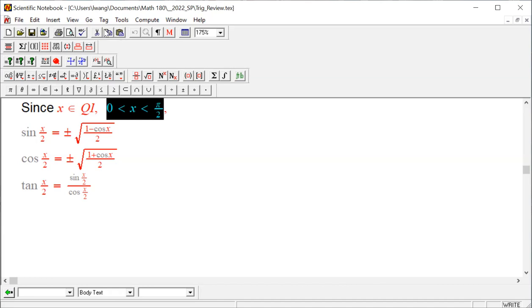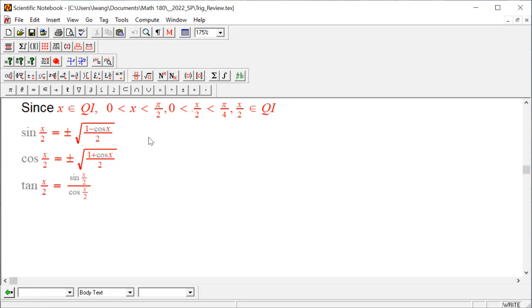So from this inequality, if I divide every term by 2: x divided by 2, pi over 2 divided by 2 is pi over 4, and 0 divided by 2 is still 0. So half of x is in the first quadrant as well.